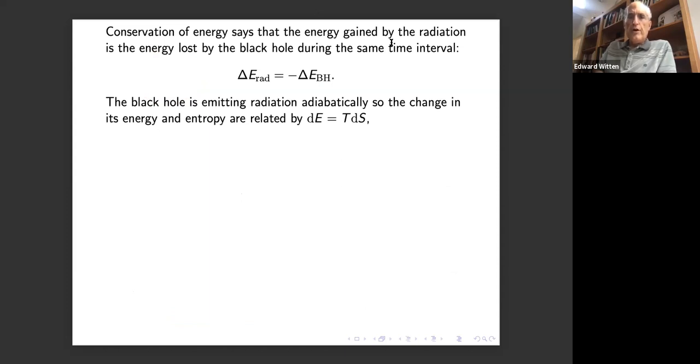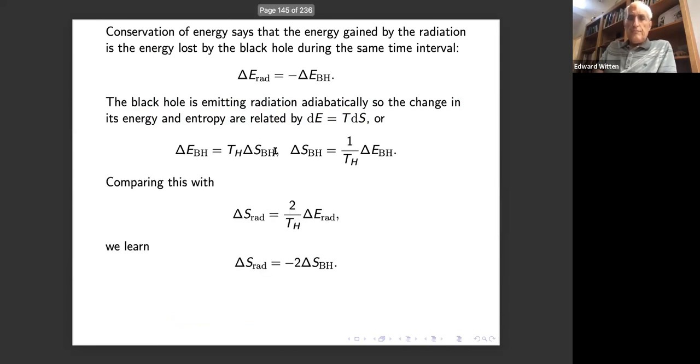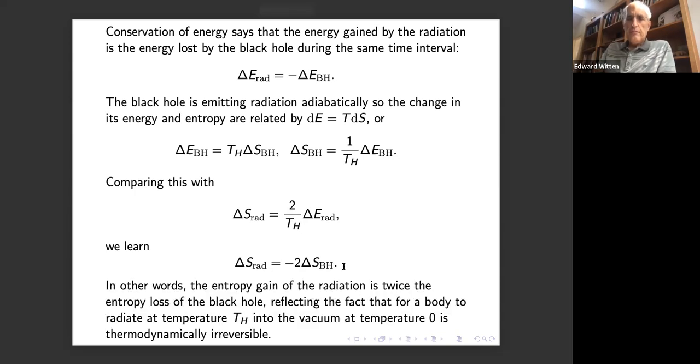Conservation of energy says the energy gained by the radiation is the energy lost by the black hole during the same time. So delta E of the radiation is minus delta E of the black hole. The black hole is emitting radiation adiabatically, so its change in energy and entropy satisfy dE equals T dS. In other words, for the black hole, delta E is T times delta S, or delta S is 1 over T times delta E. But for the radiation, delta S was 2 over T times delta E. So the entropy gained by the radiation is twice the entropy lost by the black hole. And that just measures the fact that the black hole is radiating out of equilibrium into the vacuum at zero temperature. So we've verified the generalized second law for the case of a black hole radiating into the vacuum.